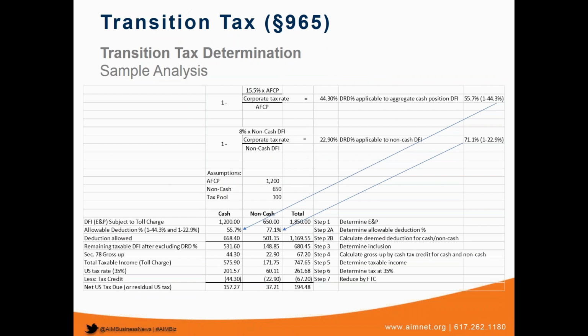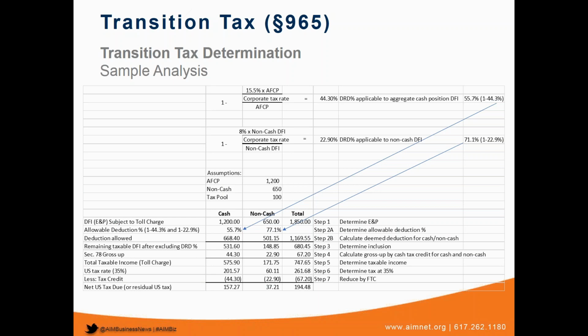So to continue our analysis, in this slide, if you can see at the lower part, we have two columns, the cash and the non-cash columns. We know that our cash E&P is 1,200 and our non-cash is 650. Next, we determine what is taxable DFI or taxable E&P. DFI is deferred foreign income. To determine the taxable DFI or taxable E&P, we need to deduct the amount that is allowed to be deducted from the gross DFI or gross E&P.